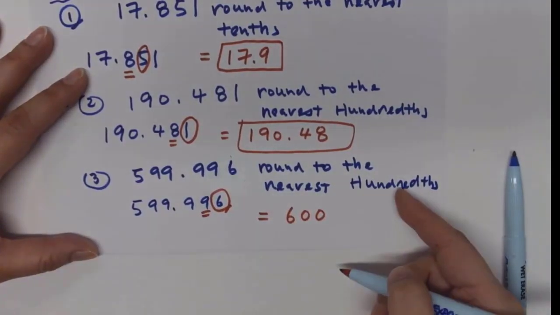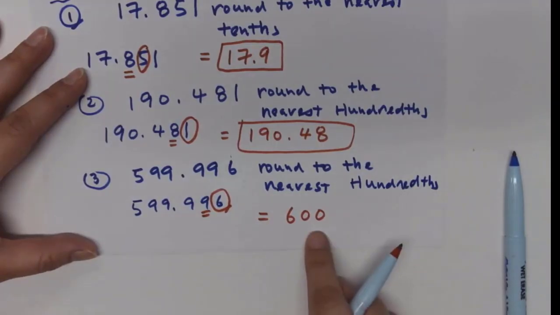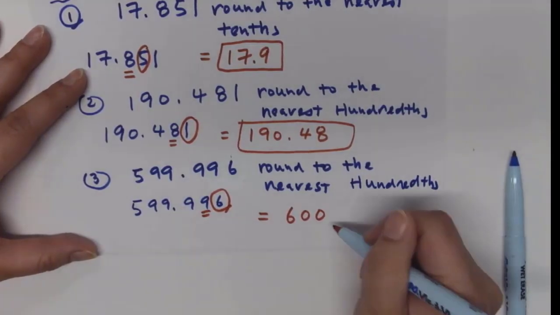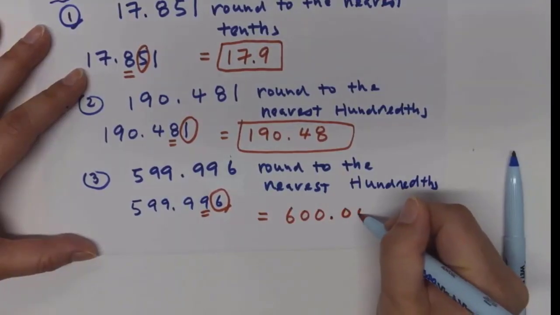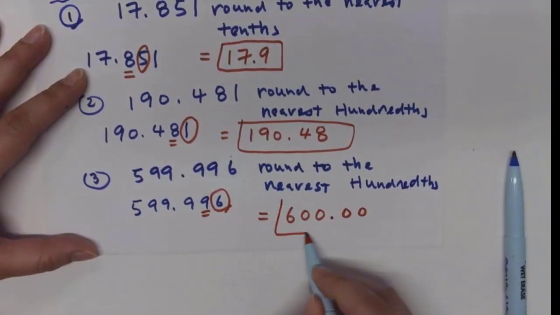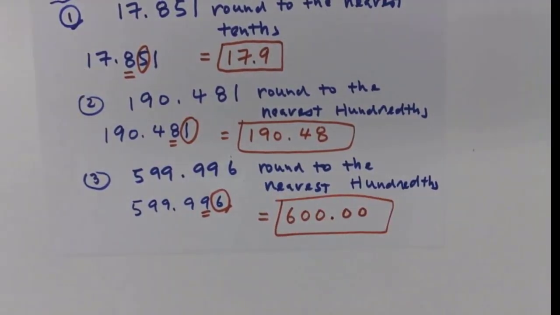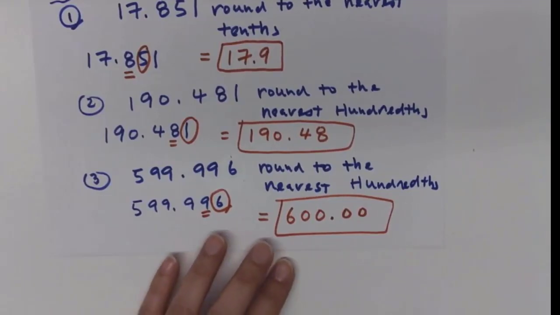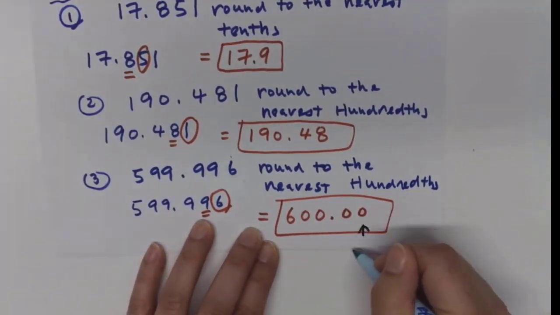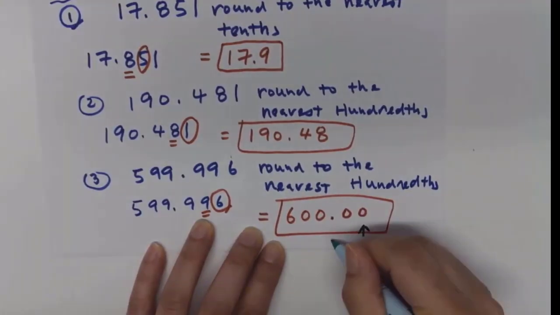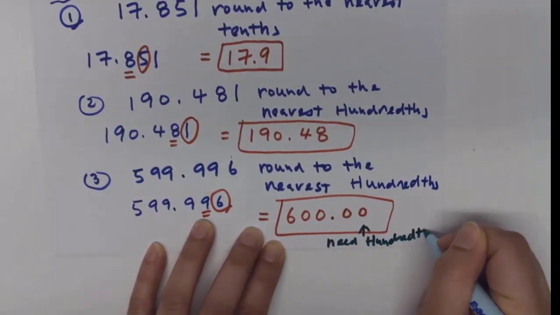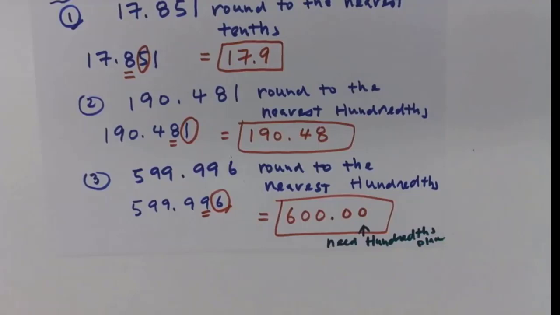I need how many place values to the hundredths? So if you just give me that, that's not going to be full credit, okay? I still need my tenths and I still need my hundredths value. So this would be your answer, 600.00. Is that okay? So it would be important to include the hundredths place, the zeros for them.